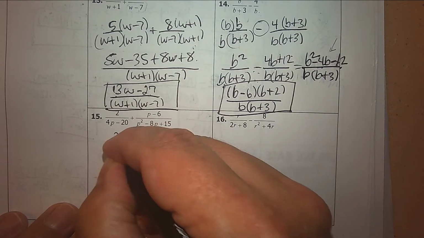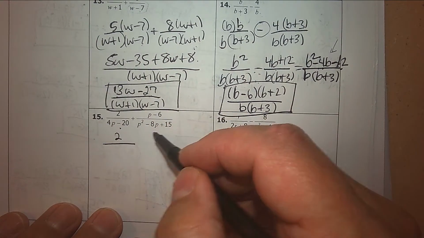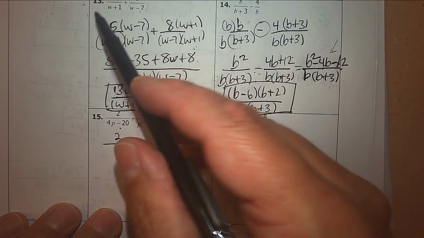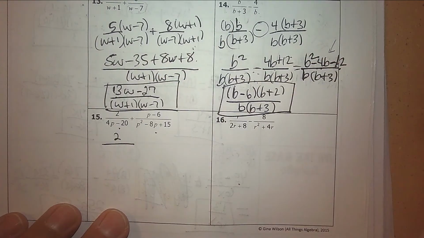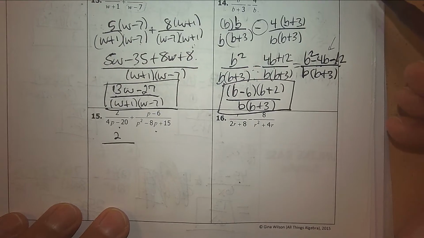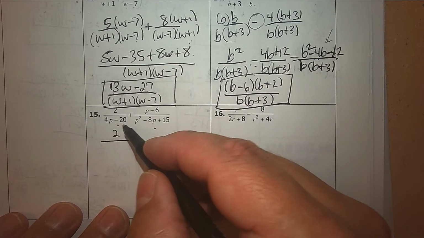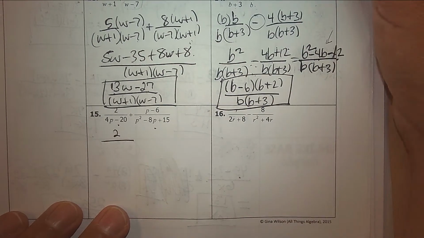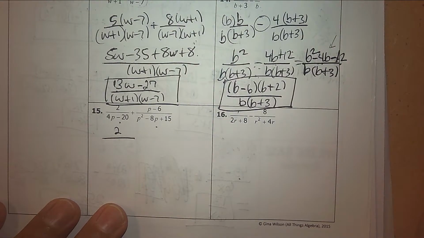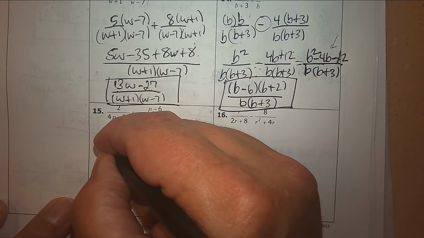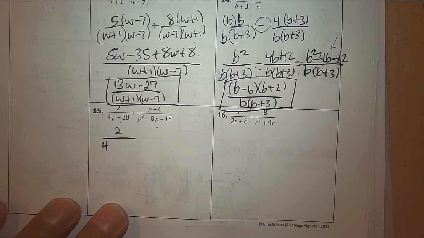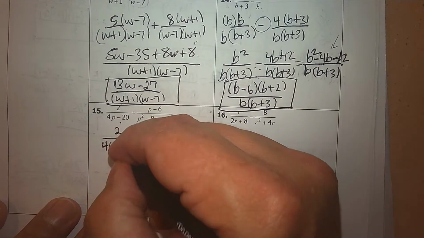Yeah, so the first step is we look to see if something's factorable. In question number 13 and 14, they were prime, so we used a different technique. But our first technique is, is it factorable? So look at the first denominator. How do I factor 4p take away 20? Well, they both have what number in common? And when you divide out a 4, what's left over?